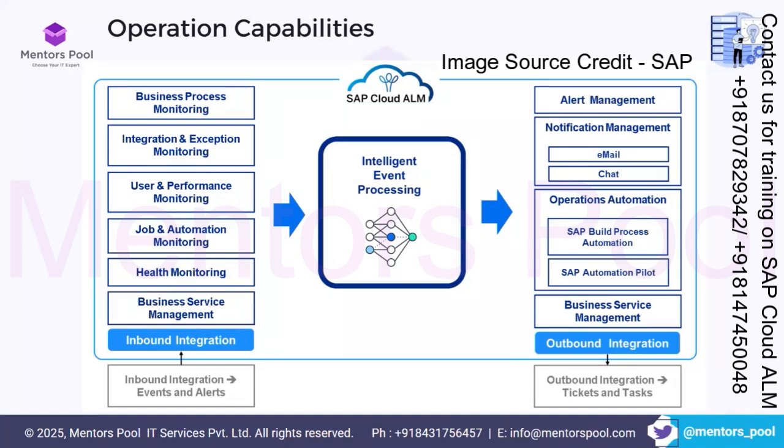Okay. So if you see here, these are all the operation capabilities: business process monitoring, integration and exception monitoring, user and performance monitoring, job and automation monitoring, health monitoring, and business service management. These are all the capabilities provided via SAP Cloud ALM.